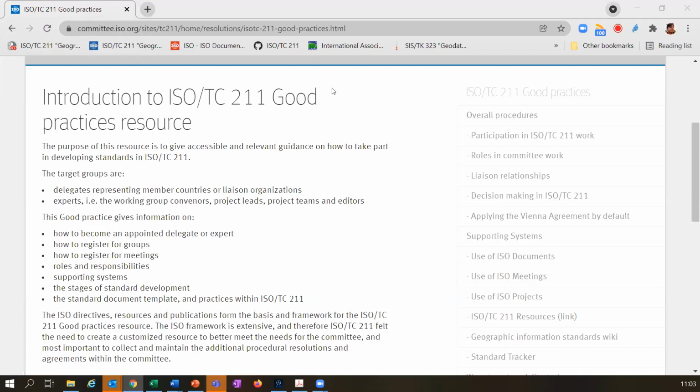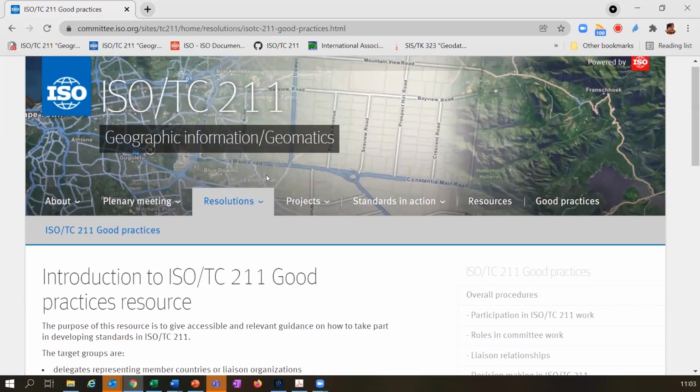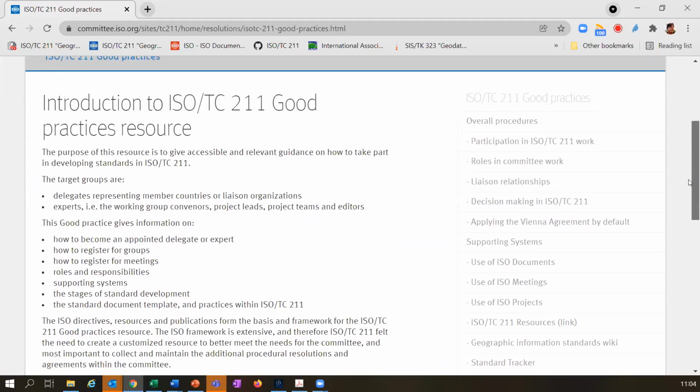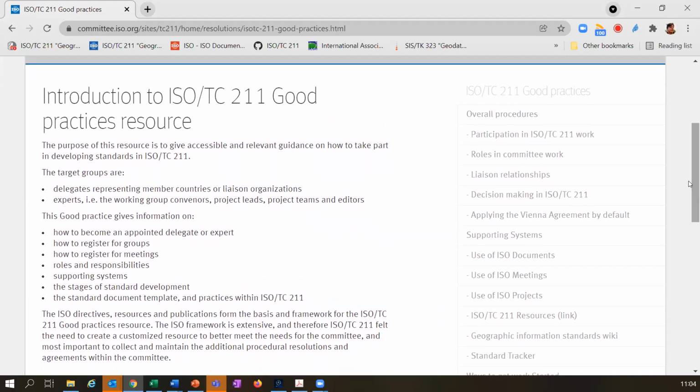Where do you find the good practice? Well, you find it on our TC web. Now it's perhaps a little bit more understandable why it started under the resolutions, because that was the intention first. But since it's now been used that much, we have also put a placeholder in the top navigation for the good practices. So you come to the same start page from both of them. And how do you navigate? How do you look at the good practice?